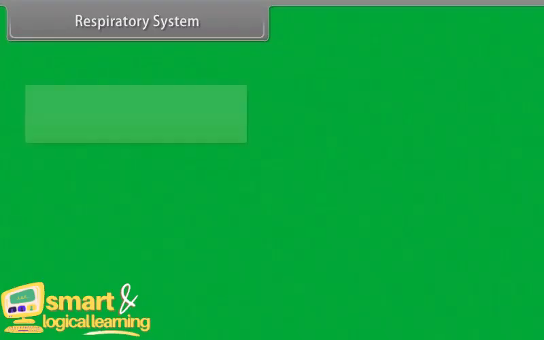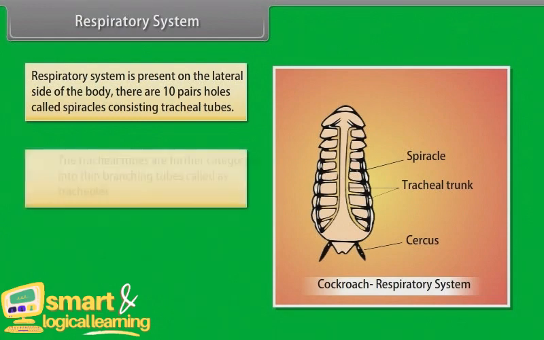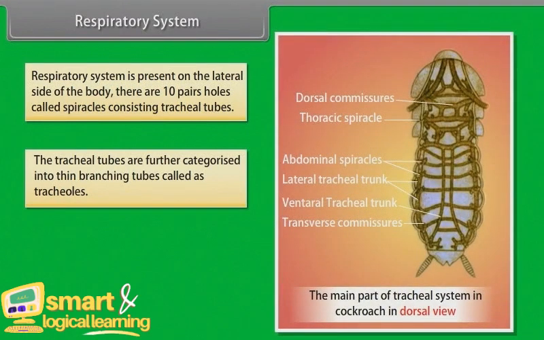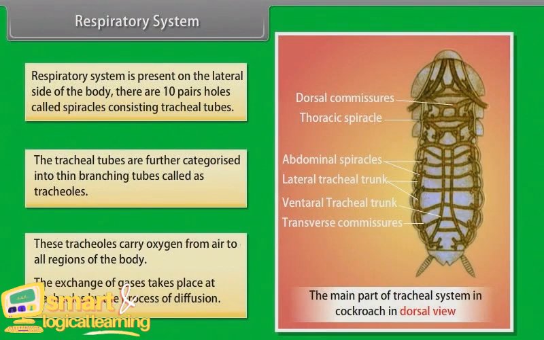Respiratory system. The respiratory system is present on the lateral side of the body. There are 10 pairs of holes called spiracles, connected to tracheal tubes. The tracheal tubes are further divided into thin branching tubes called tracheoles. These tracheoles carry oxygen from the air to all regions of the body. The exchange of gases takes place at the tracheoles by the process of diffusion.